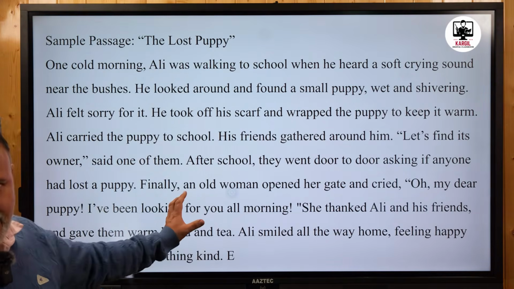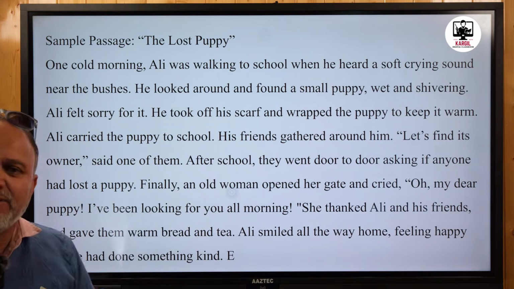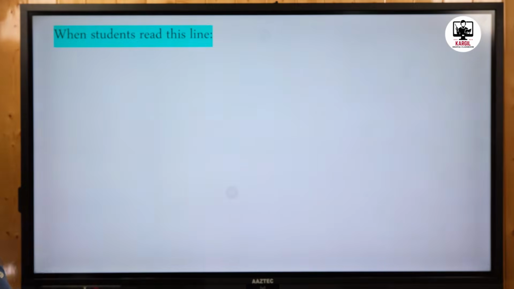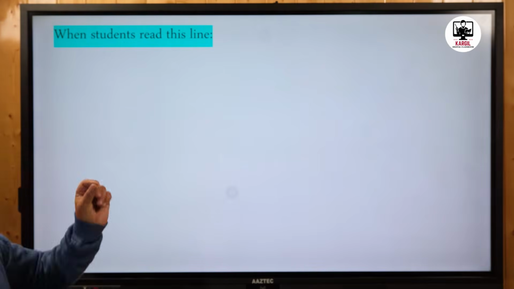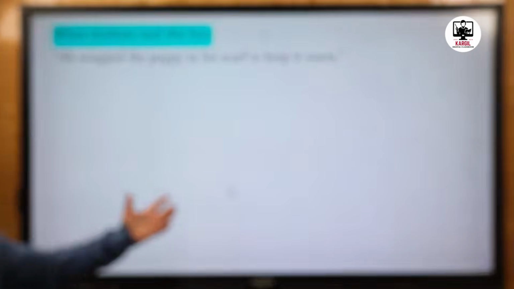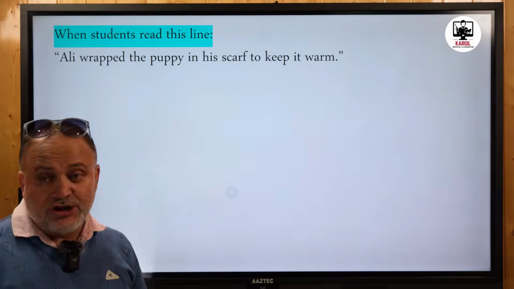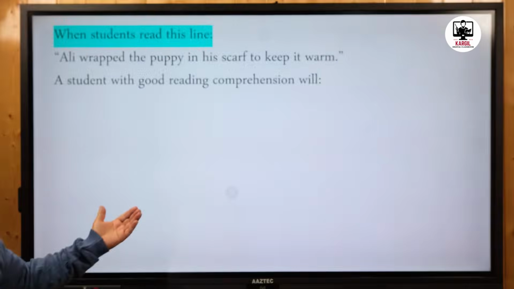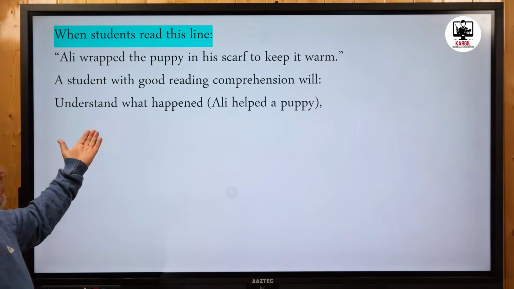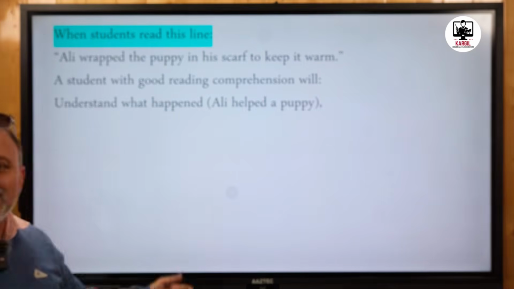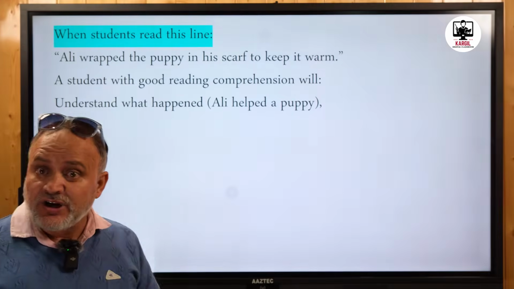We have read this. Okay, let's see what happens when somebody comprehends the text. Here I'm taking one line as an example: Ali wrapped the puppy in a scarf to keep it warm. See what happens. A student with good reading comprehension will first understand what happened in the story. Ali helped a puppy.